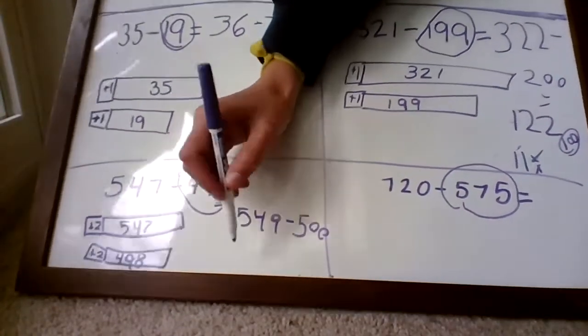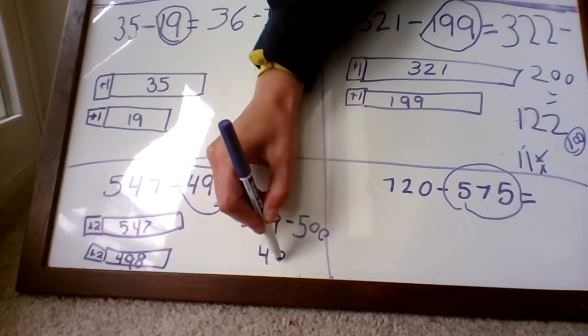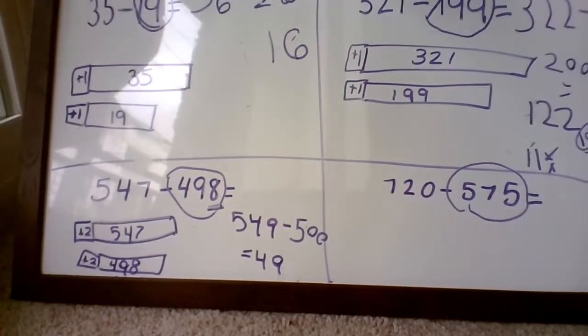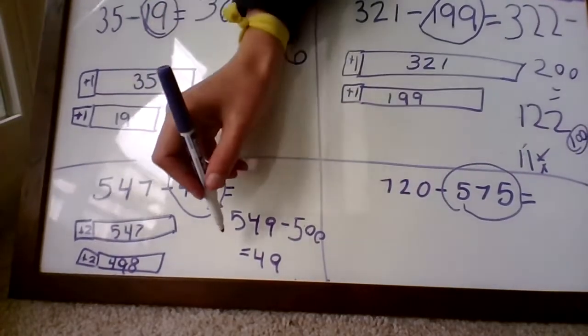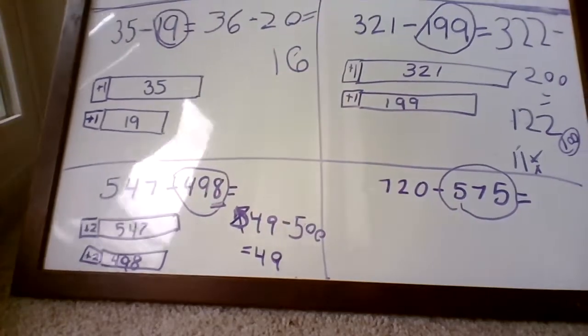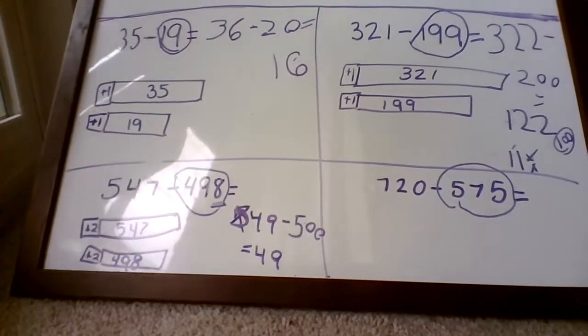All we do is get rid of the 100. So the answer is 49. Do you see that? That's really easy. Because look, all we have to do is get rid of the 100. Okay? Friends, you're doing great. Let's try this next one.